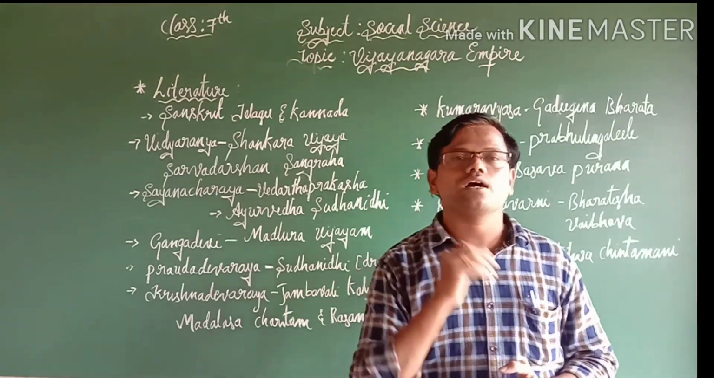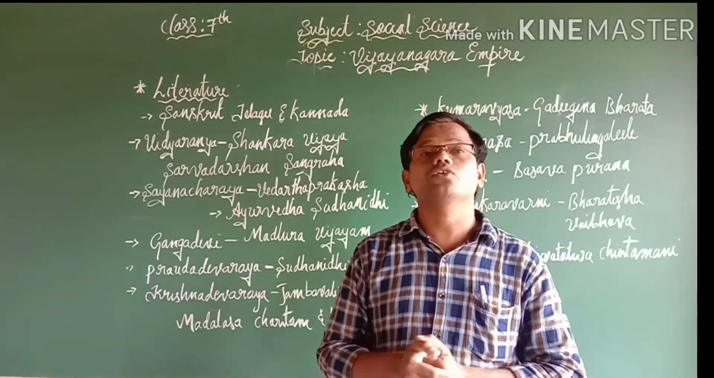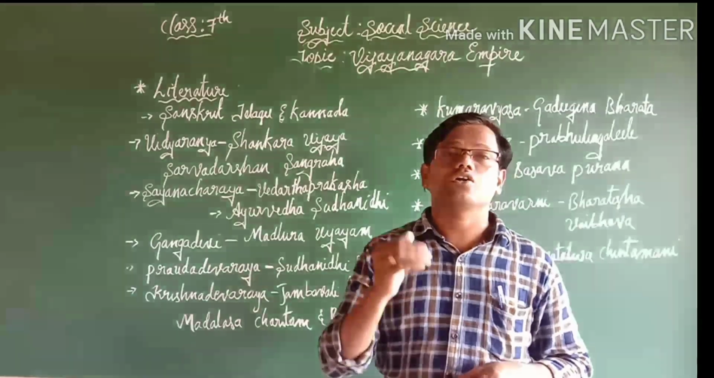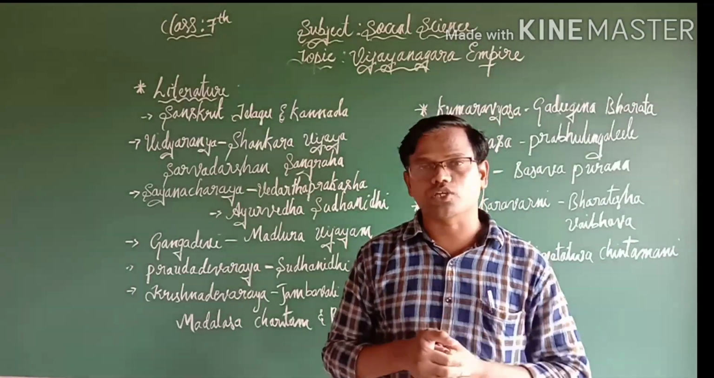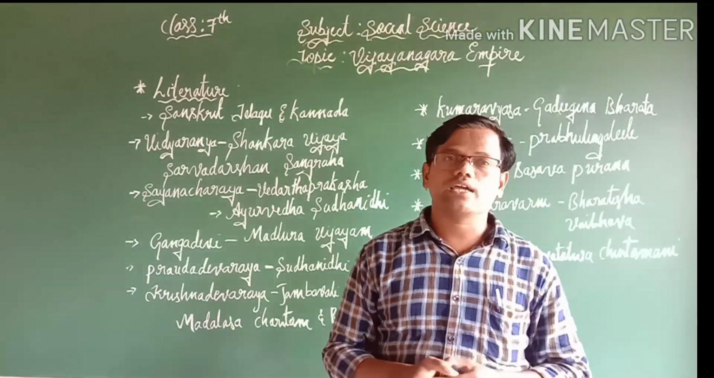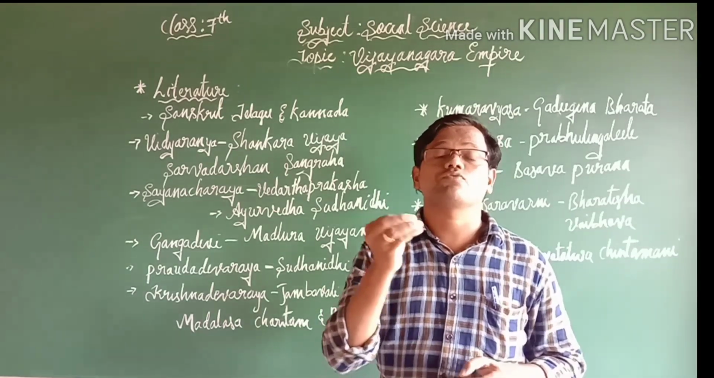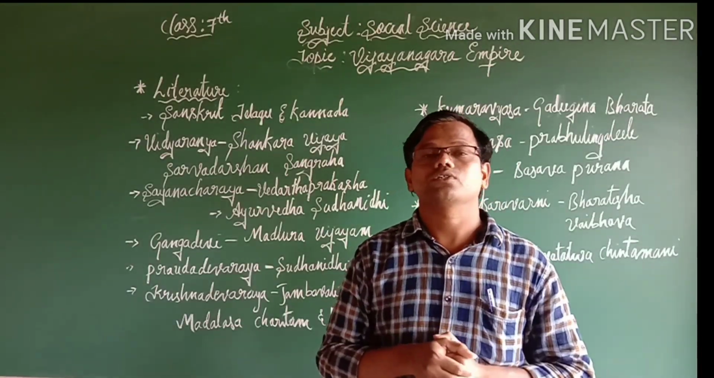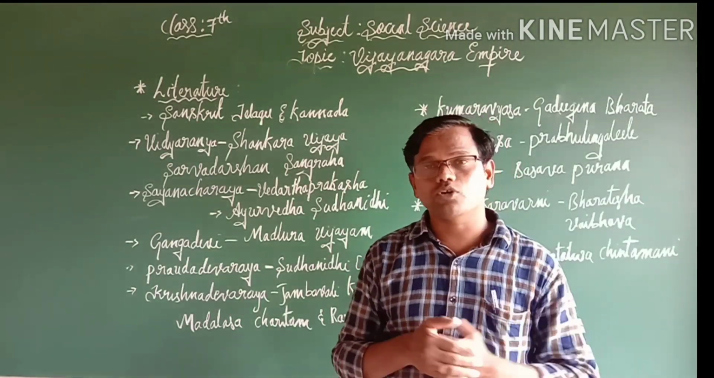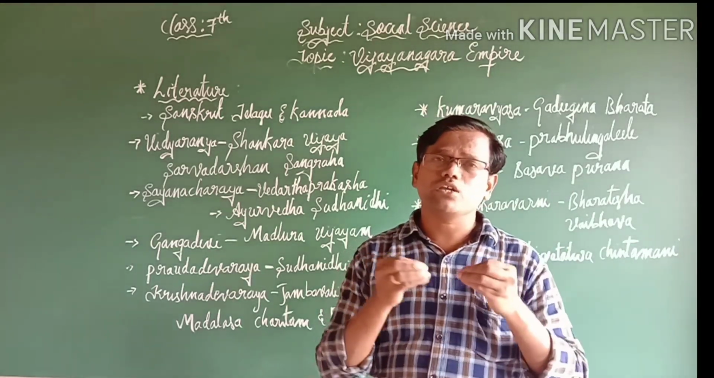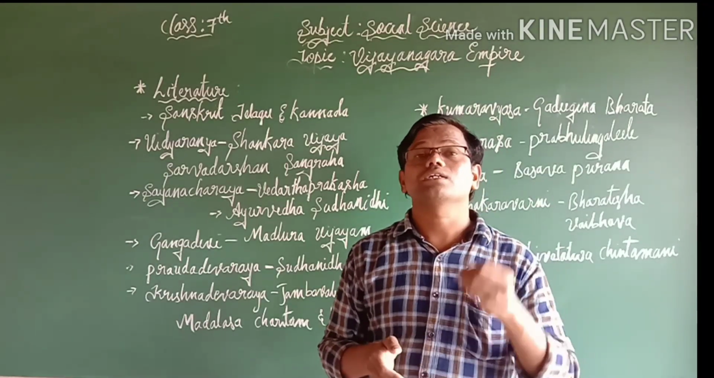Krishna Devaraya also encouraged Telugu literature. Because of this, Krishna Devaraya got the title Andhra Bhoja. Krishna Devaraya himself was a great poet and wrote a few important books. The first was Amuktamalyada, then Jambavati Kalyana and Rasamanjari. So these were very important books written by Krishna Devaraya.